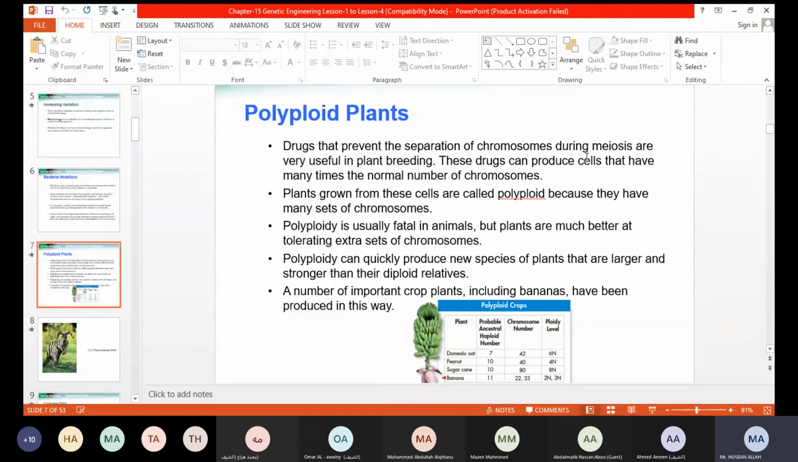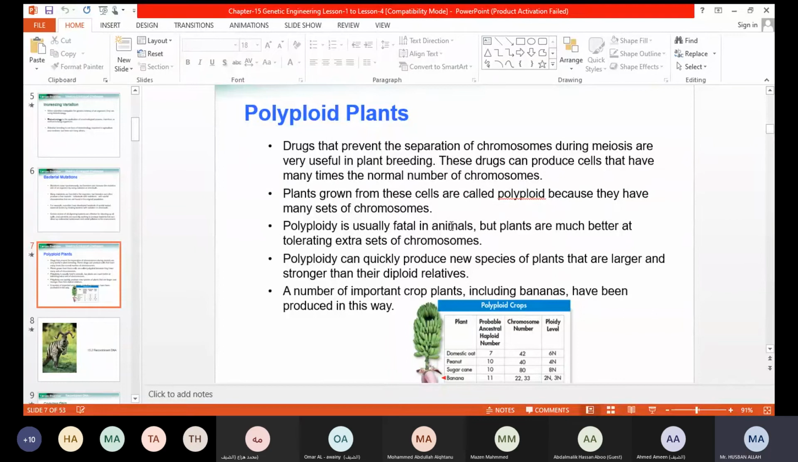Drugs that prevent the separation of chromosomes during meiosis are very useful in plant breeding. These drugs can produce cells that have many times the normal number of chromosomes, so the number of chromosomes will be more. Plants grown from these cells are called polyploid, because they have many sets of chromosomes. They have extra sets of chromosomes.